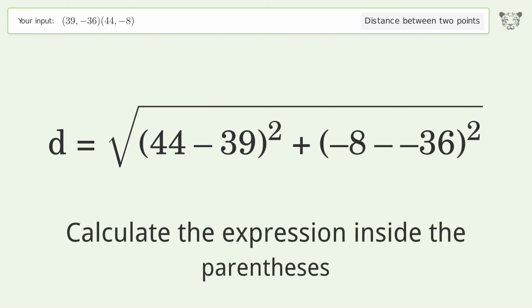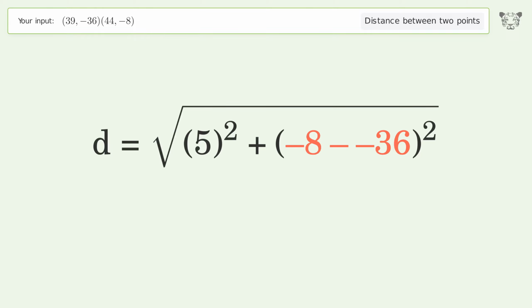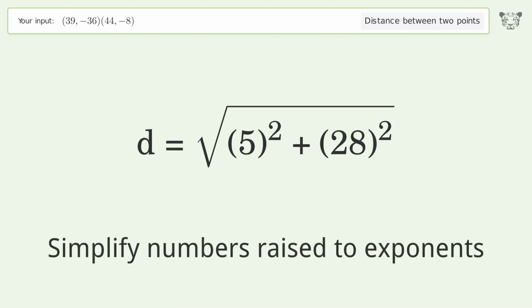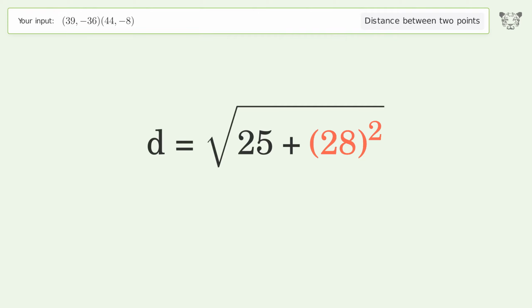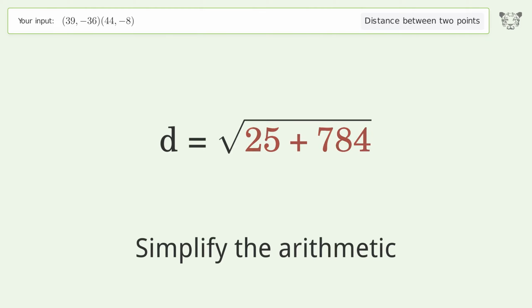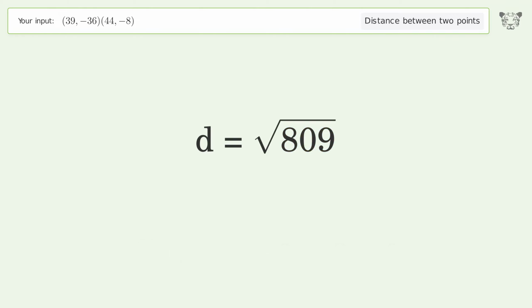Calculate the expression inside the parentheses. Simplify numbers raised to exponents. Simplify the arithmetic. And so the distance between the 2 points is the square root of 809, or 28.443.